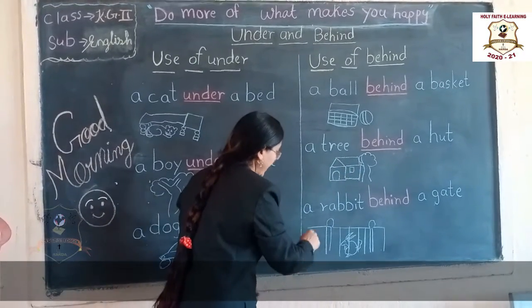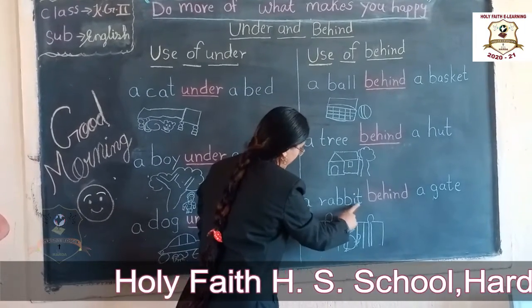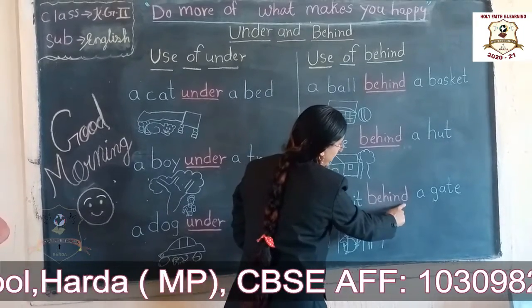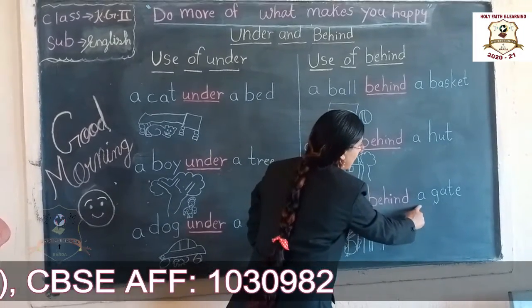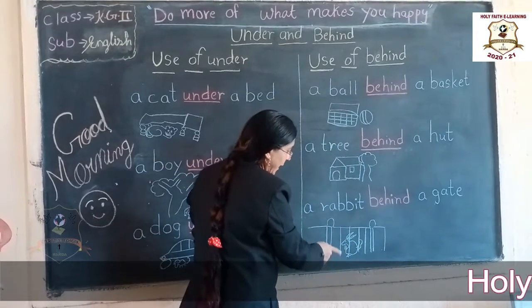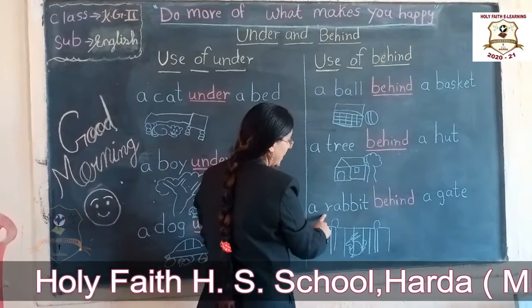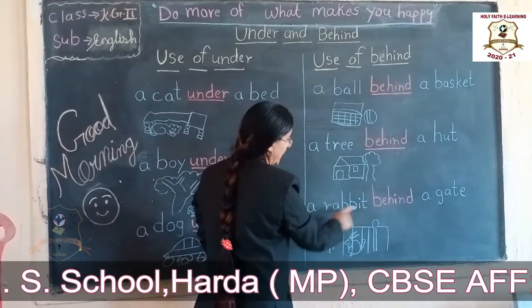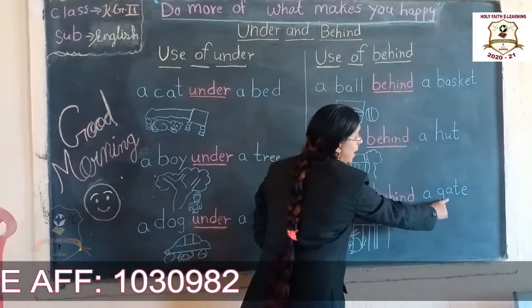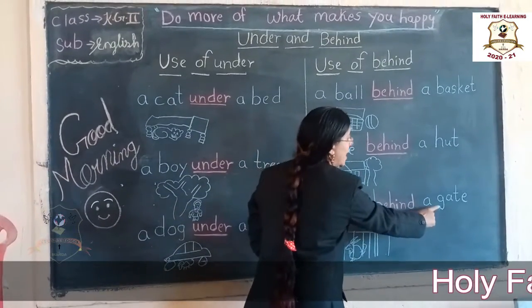Okay. Now next. A rabbit behind a gate. जो रैबिट है वो भी गेट के पीछे है, behind है. A rabbit behind a gate.